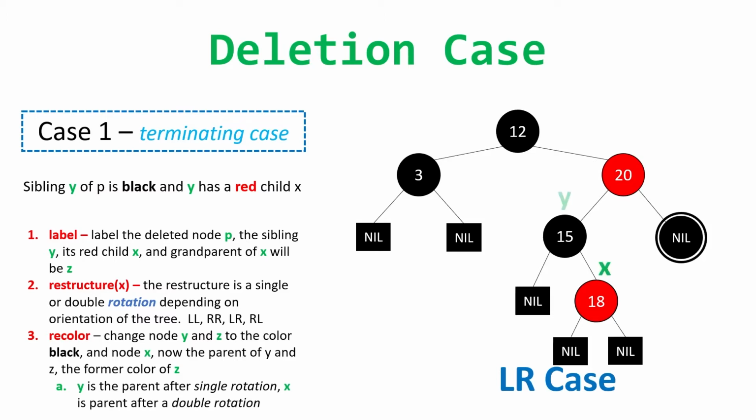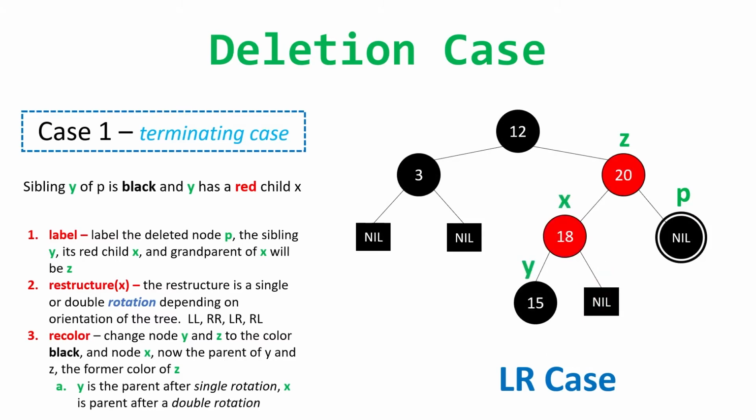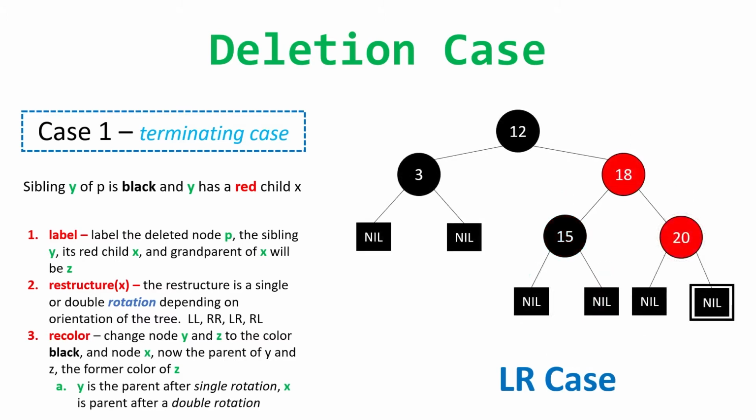All right, let's go ahead and label. So we label X, Y, and Z and the promoted node P. We want to restructure around X. Well, this case is the LR case. If you take Z, its tallest child is its left child, and then Y's tallest child is its right child. Okay, so this is the left-right case. Well, let's do the restructuring. This is a double rotation, so we do a single rotation to the left, and then a single rotation to the right. All right, and we have our labeling again.